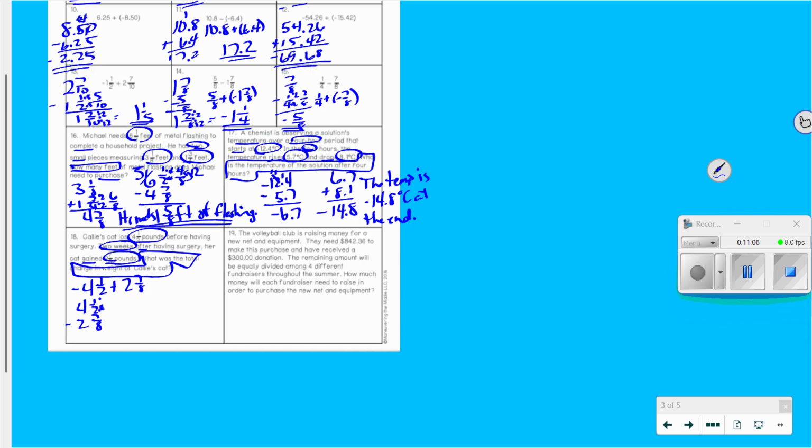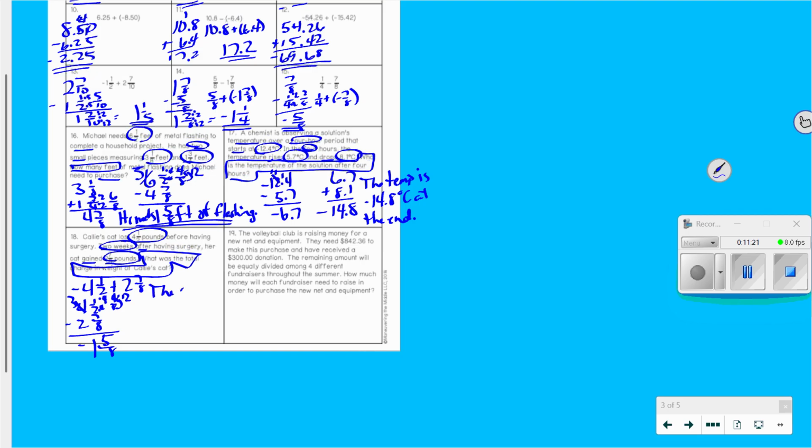I have to have a common denominator. That makes that 4/8. Can't do 4 minus 7, so I need to borrow. That's going to make it 12. 12 minus 7 gives me 5/8. 3 minus 2 is 1. And it is still a negative.